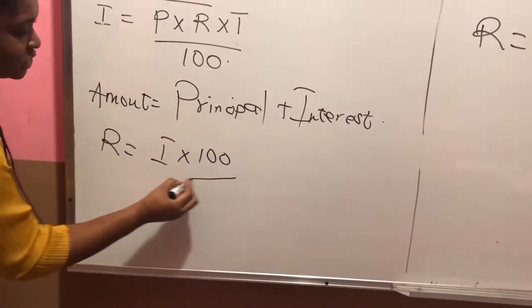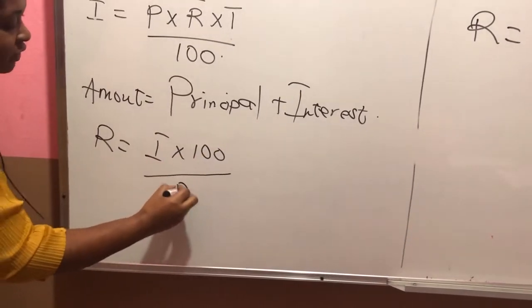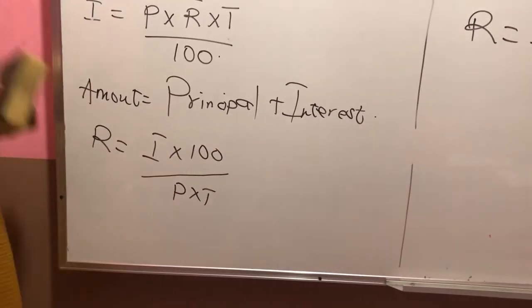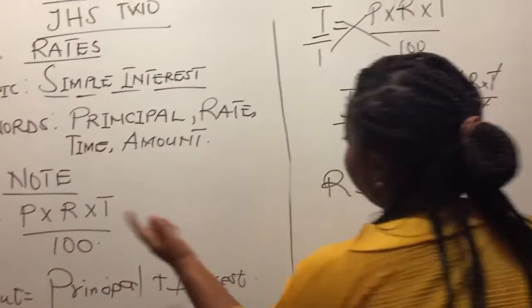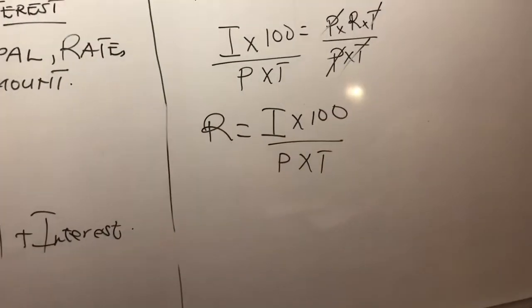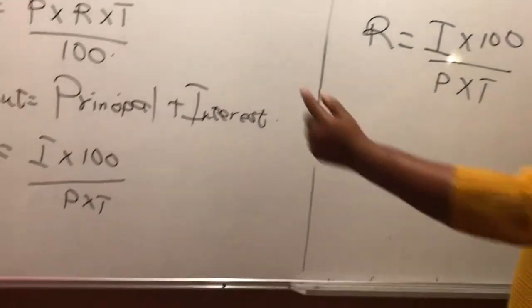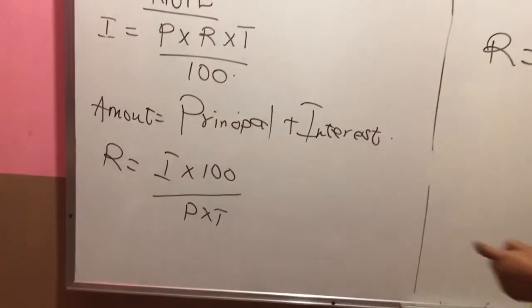So rate is equal to what? Interest times 100, all over what? Principal times time. Alright, so now we found our equation when we are finding rate. Now let's look at when we are being asked to find time in simple interest.